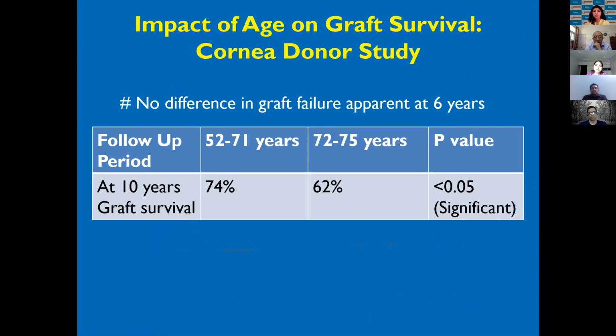What is the impact of age on donor graft survival? Now, this is one landmark study from the Cornea Donor Study. We don't have our own data, but yes, from the Cornea Donor Study, we can take several cues. There was no difference in graft failure apparent at 6 years. And if you look at one more publication, we see that at 10 years, the graft survival was somewhat better with the donors which were less than 70 to 71 years, and somewhat lesser with donors which were above 72 years of age. There was a significant difference at 10 years, not so much apparent at 6 to 8 years. So obviously, if a graft is surviving up to 10 years, that is a pretty good longevity for a graft. So there's no need to reject a cornea because it comes from an older donor.